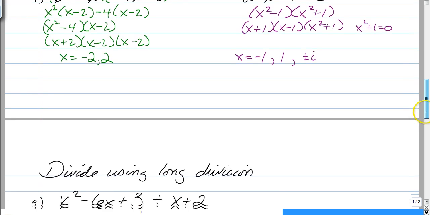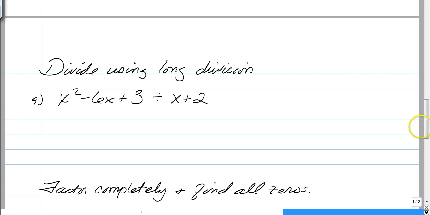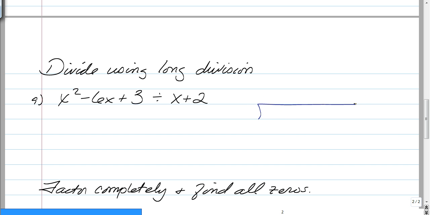All right, moving on to long division. Long division, remember, is not the same as synthetic division. You actually have to show all work, and you have to use the x plus 2 and the x squared minus 6x plus 3. And what you need to do is ask yourself, x times what is going to give you x squared? And the answer to that question is x times x. So it goes in your x column. Remember, you must have no skipping terms here, so you have to have placeholders.